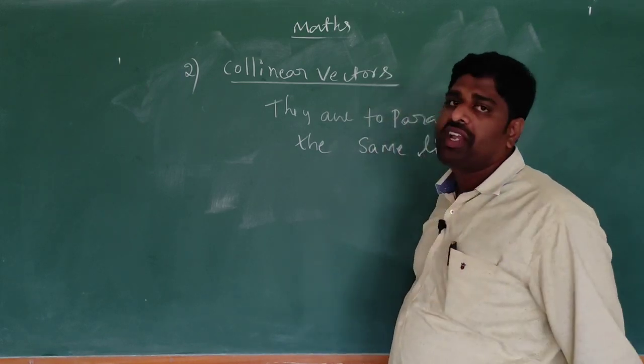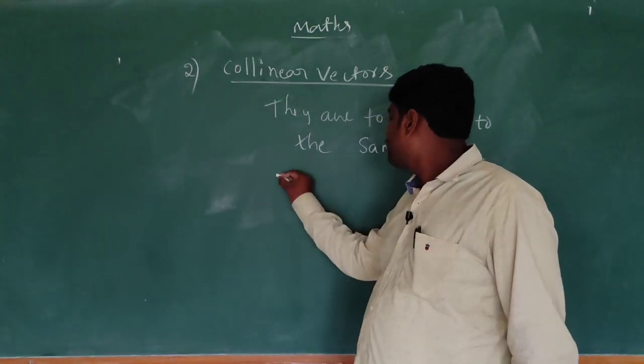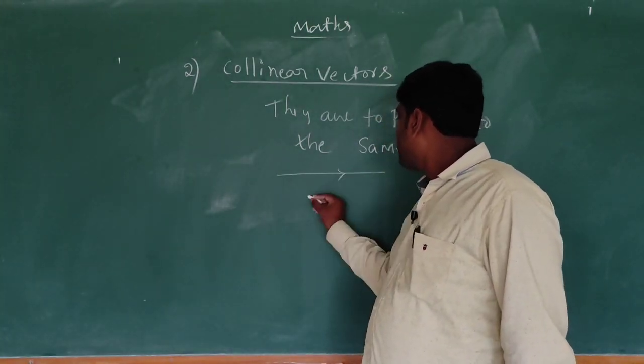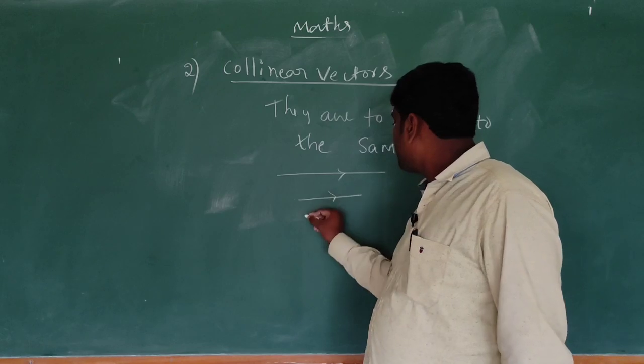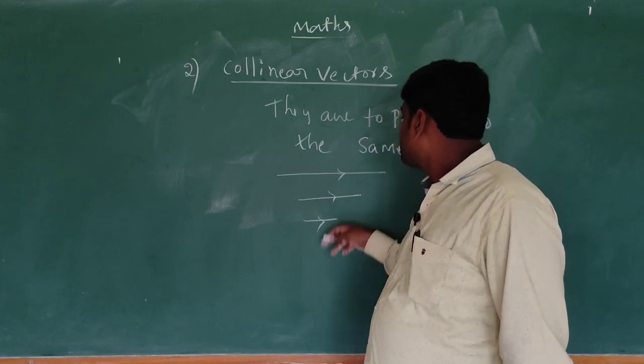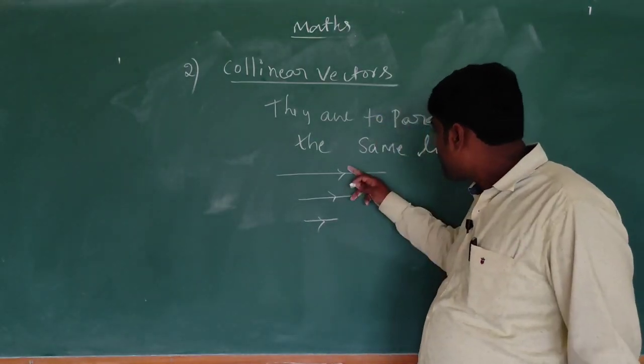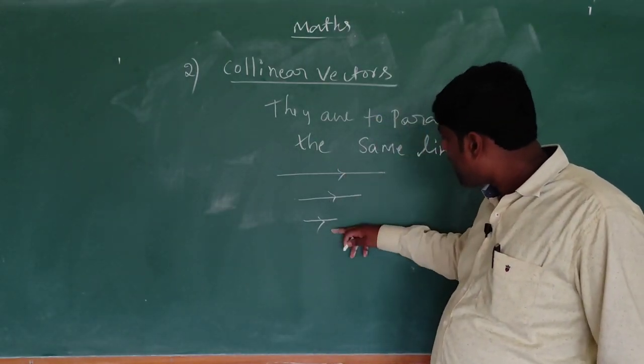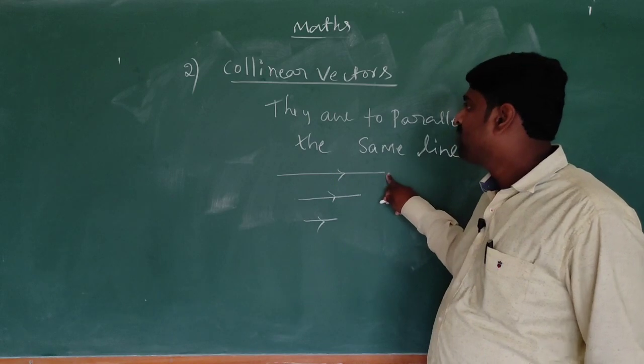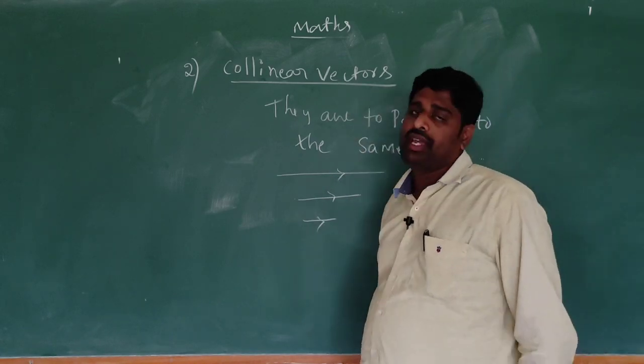Is called collinear vectors. Suppose this is one vector, and again this is one vector, and again this is one vector. So these three vectors are collinear. That means they are parallel. They are parallel to the same line. So such vectors are called collinear vectors.